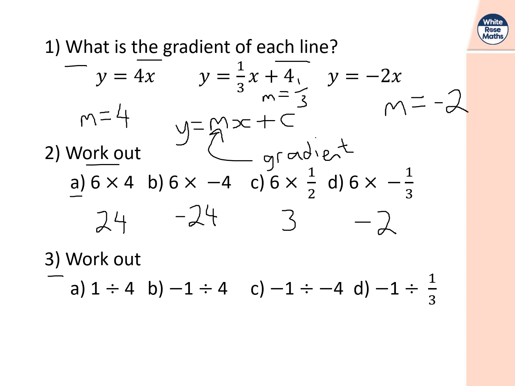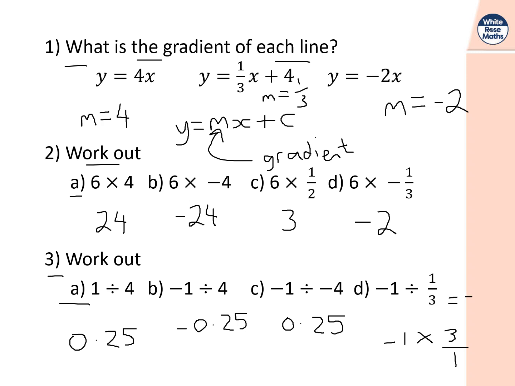Question 3, work out 1 divided by 4, so that's 1/4, which is 0.25. Again, I'm doing this pretty quickly. Check it using the bus stop method. Part B, minus 1 divided by 4 makes minus 0.25, or I can write it as minus 1/4. Minus 1 divided by minus 4 makes positive 1/4, which is 0.25. And finally, being careful here, part D, minus 1 divided by a third. Well, that's the same as doing minus 1 multiplied by the reciprocal, so 3/1, which is just going to be 3, so minus 1 times 3 is minus 3.